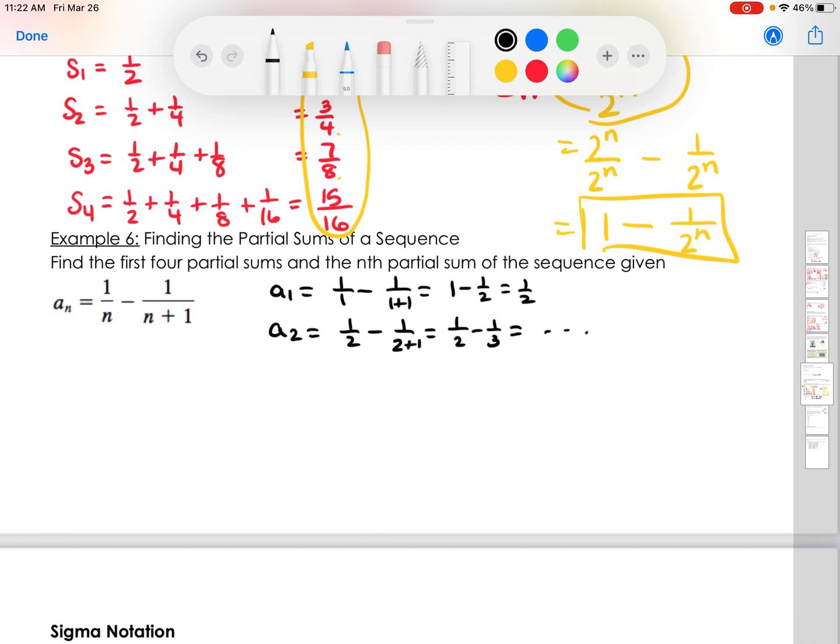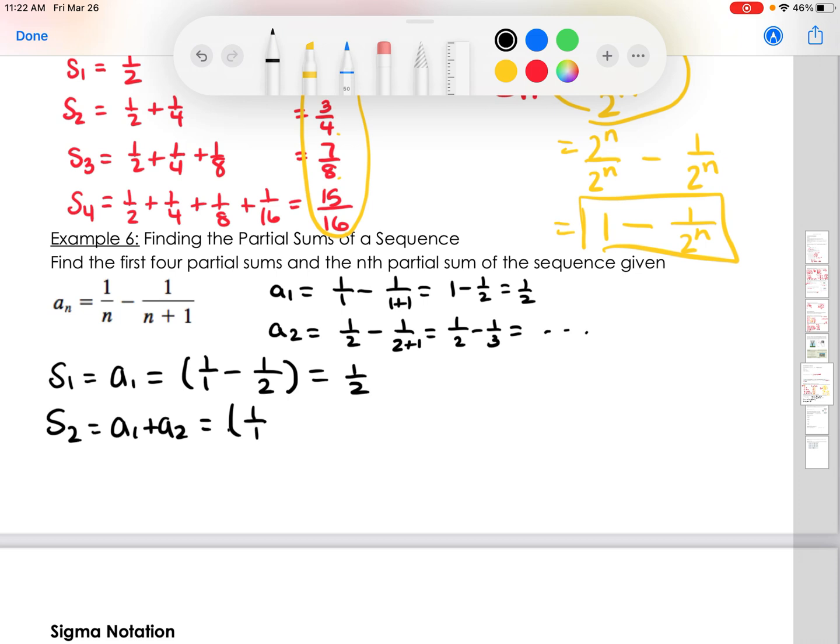Okay, so we know S sub 1 is just the first term. So we're going to have, like we said, 1 over 1 minus 1 over 1 plus 1, so 1 minus 1/2, and then we're going to get 1/2 here. S sub 2, we're going to add the first term and the second term together. So that's going to be 1 minus 1/2 plus 1/2 minus 1/3. These are going to cancel, and I'm really just getting 1 minus 1/3, so I'm going to get 2/3.